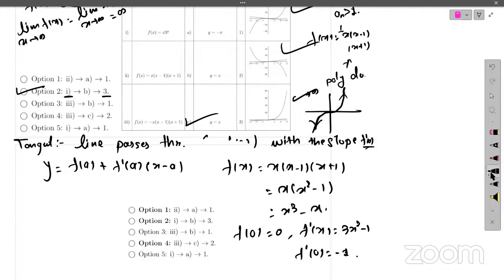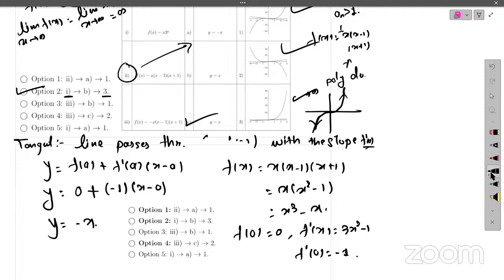If you substitute in the tangent's equation, it becomes y is equal to f of 0, but f of 0 is again 0, plus f dash at 0, which is minus 1, into x minus 0. So here the equation of the tangent becomes y is equal to minus x. That means option number 2 goes with A, and the graph is the first one. So that's why the first option is correct. And the remaining one tells us that the fourth option is correct. So option number 4, option number 2, option number 2.